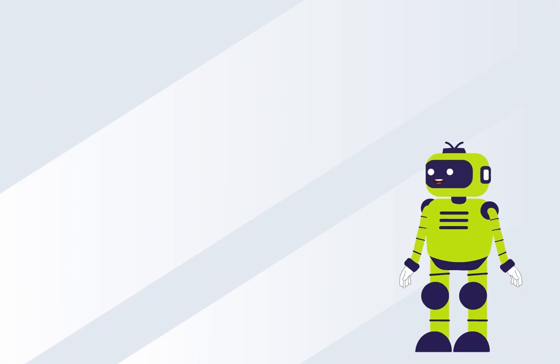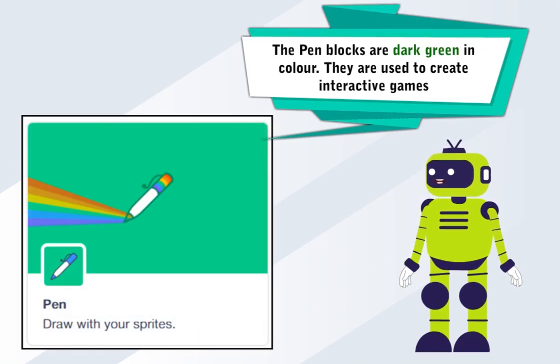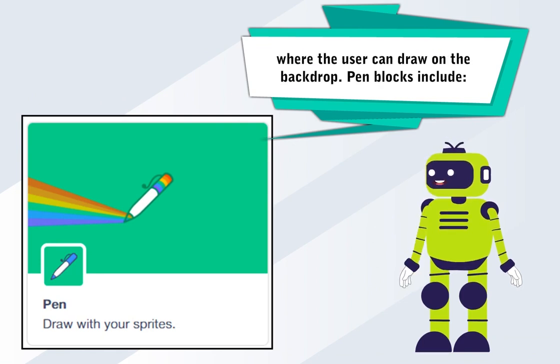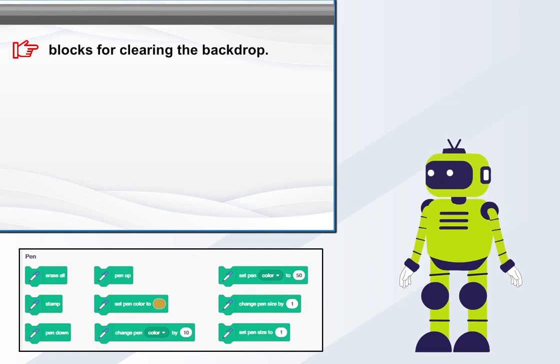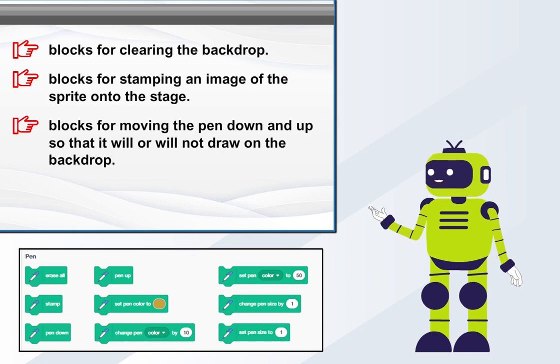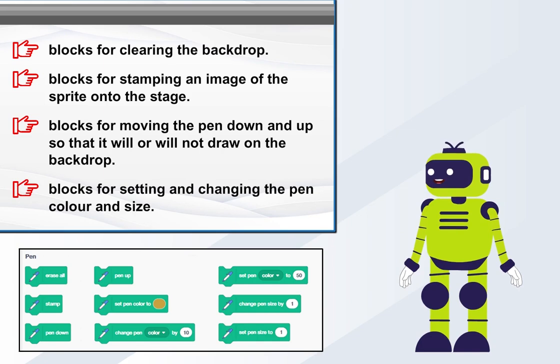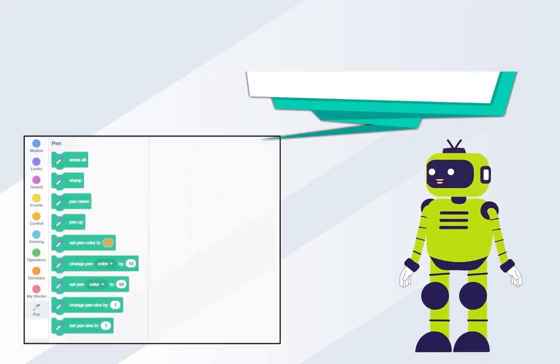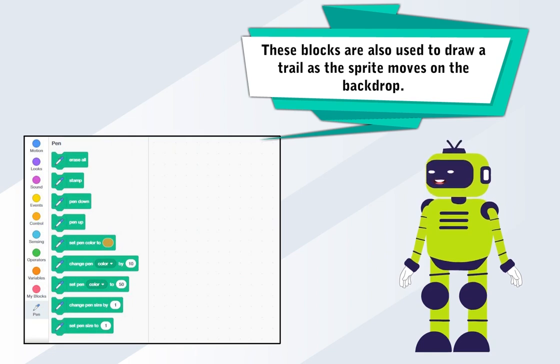Pen blocks. The pen blocks are dark green in color. They are used to create interactive games where the user can draw on the backdrop. Pen blocks include blocks for clearing the backdrop, blocks for stamping an image of the sprite onto the stage, blocks for moving the pen down and up so that it will or will not draw on the backdrop, blocks for setting and changing the pen color and size. These blocks are also used to draw a trail as the sprite moves on the backdrop.